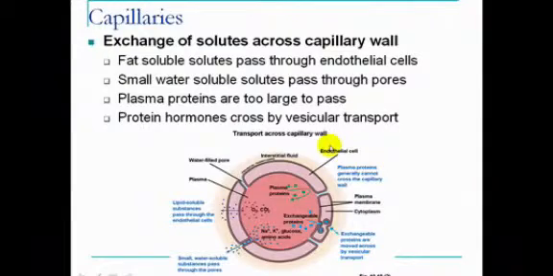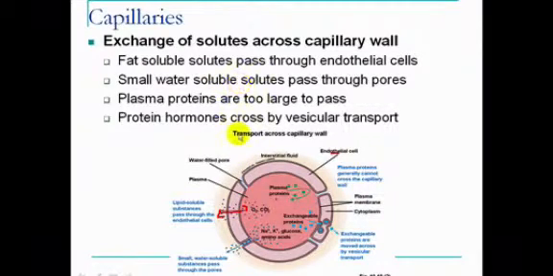Now if you look at a cross-section of a capillary, you can see your endothelial cell, or simple squamous cell, and in the center here would be the blood, and outside here is your extracellular fluid or interstitial fluid. Fat-soluble solutes can just pass through the endothelial cells because they're lipid-soluble. So oxygen and carbon dioxide are small and lipid-soluble, so they can just do simple diffusion across the vessel wall.